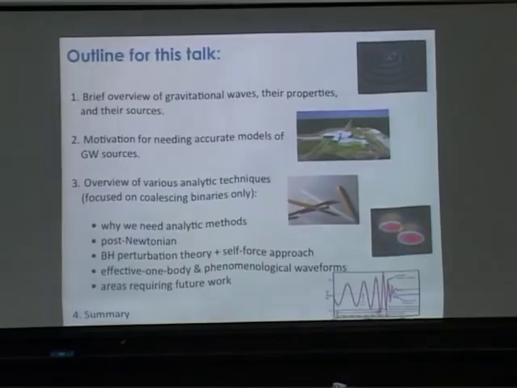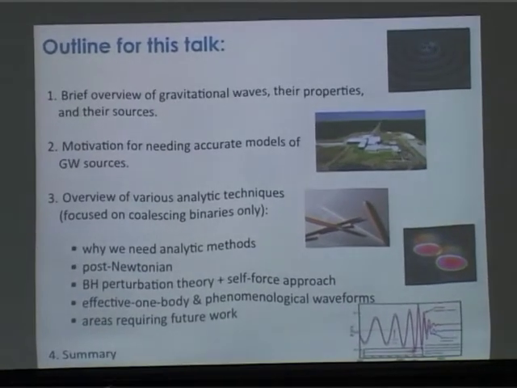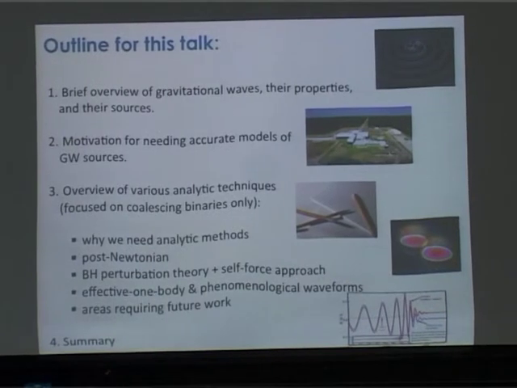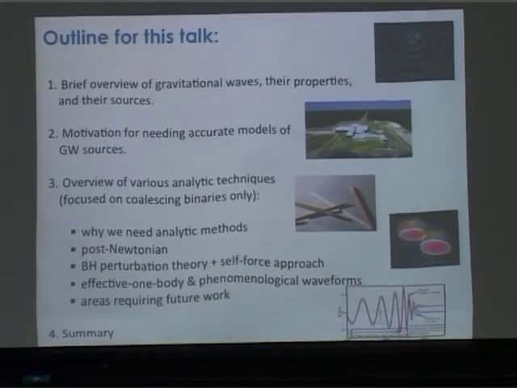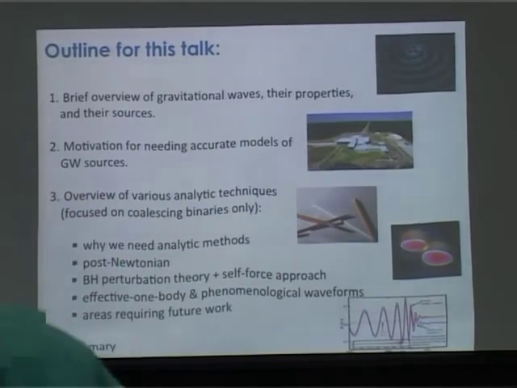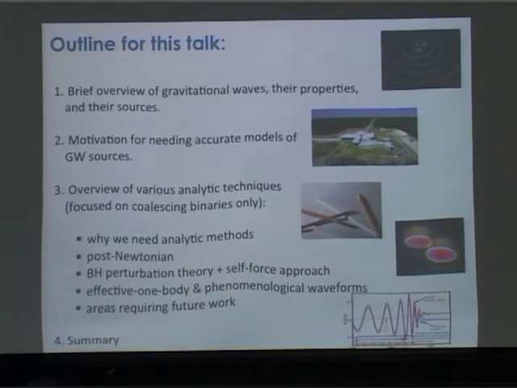Then I'll move on to talk about motivation for why we need accurate models of gravitational wave sources. And then specifically, where do analytic techniques come in, with a focus on coalescing compact binaries. I'll talk about why we need various analytic methods as opposed to just using numerical relativity. And I'll go through some of the different methods: post-Newtonian, black hole perturbation theory, the effective one body, and phenomenological waveform approaches. And then I'll talk at the very end about areas where further work is needed.